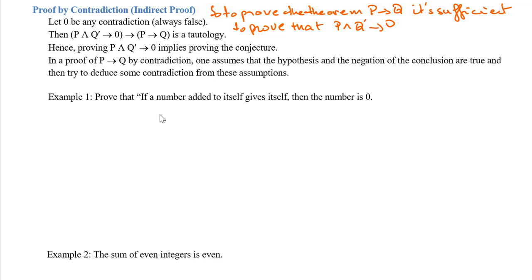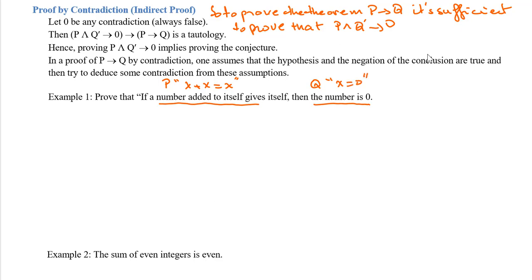We want to prove that if a number added to itself equals the number, then the number is 0. So where is P, where is Q? If the number is added to itself, that means this is P. So P becomes x plus x equals x. Then the number is 0, so your conclusion is that x must be 0. So that's what we need to prove.